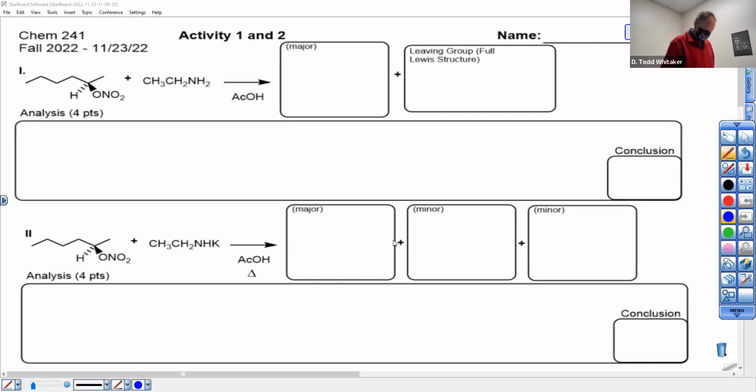I'm highlighting the differences here and here. There you go. So the nucleophile changed. Which nucleophile is stronger, the neutral amine or the N minus? The N minus. Much stronger nucleophile.